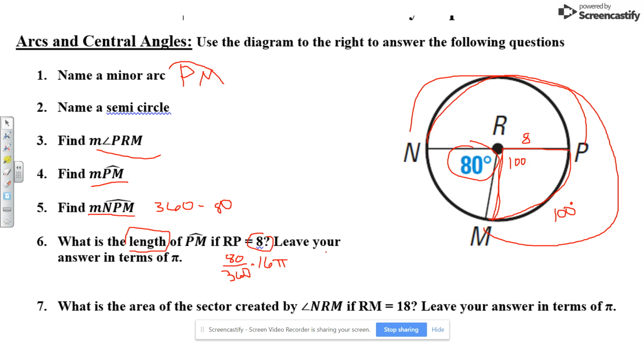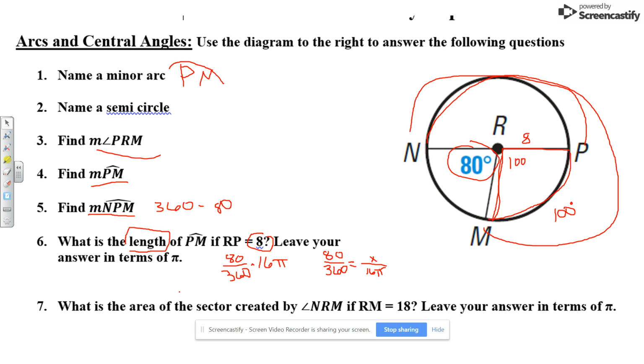Some people do this as a proportion. So they do 80 over 360 equals X, which is the length we're trying to find out of 16 pi. So as long as you put the circumference and the 360 in the same place, you're going to be basically doing the same thing.